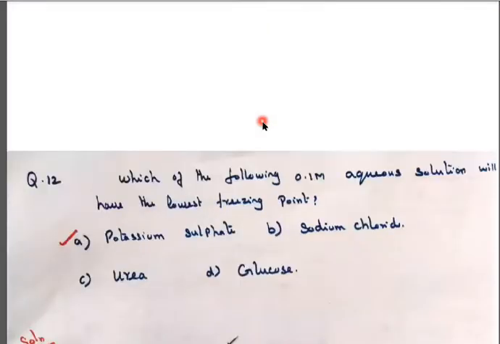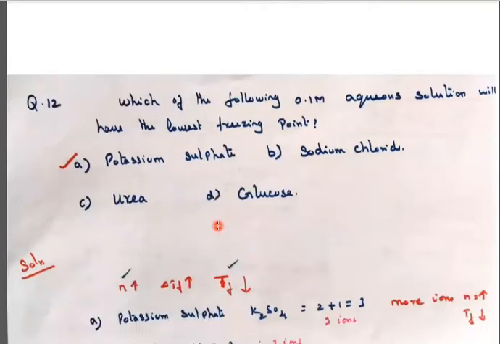Next question, which of the following 0.1 m aqueous solutions will have the lowest freezing point? Potassium sulfate, sodium chloride, urea, and glucose. Urea and glucose both are non-electrolytes, so only one is considered. Potassium sulfate K2SO4 gives 3, and sodium chloride only 2.